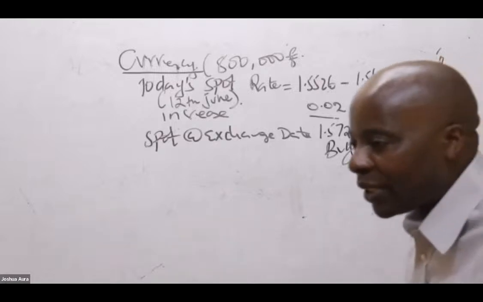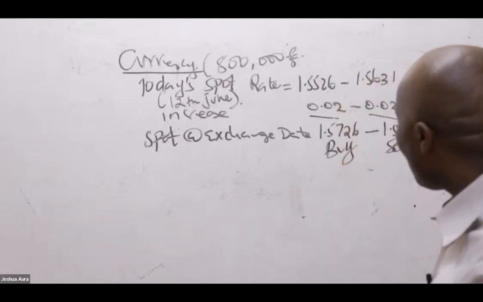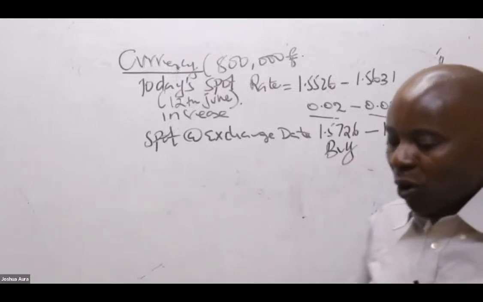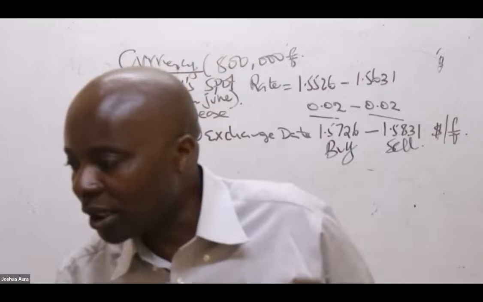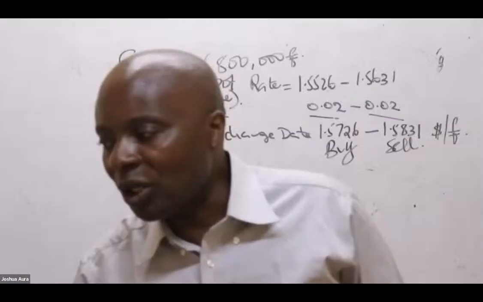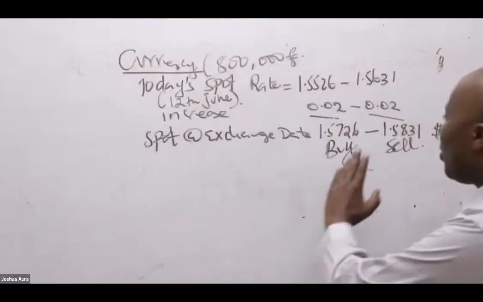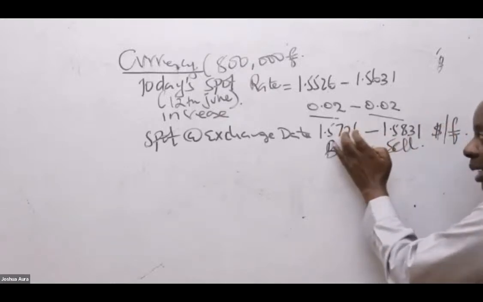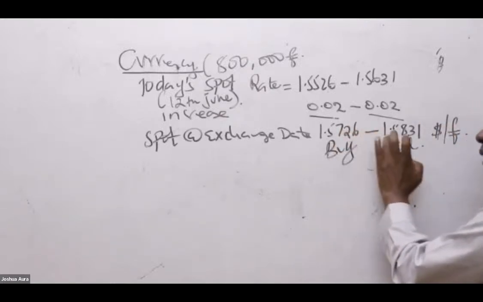Yes, remember it is in the US this time around. They've told us in this question that this company is based in the US, and in the US they normally use the dollar. So the dollar is on the left side. If the dollar is on the left side, then the left number becomes buy, and this one becomes sell.